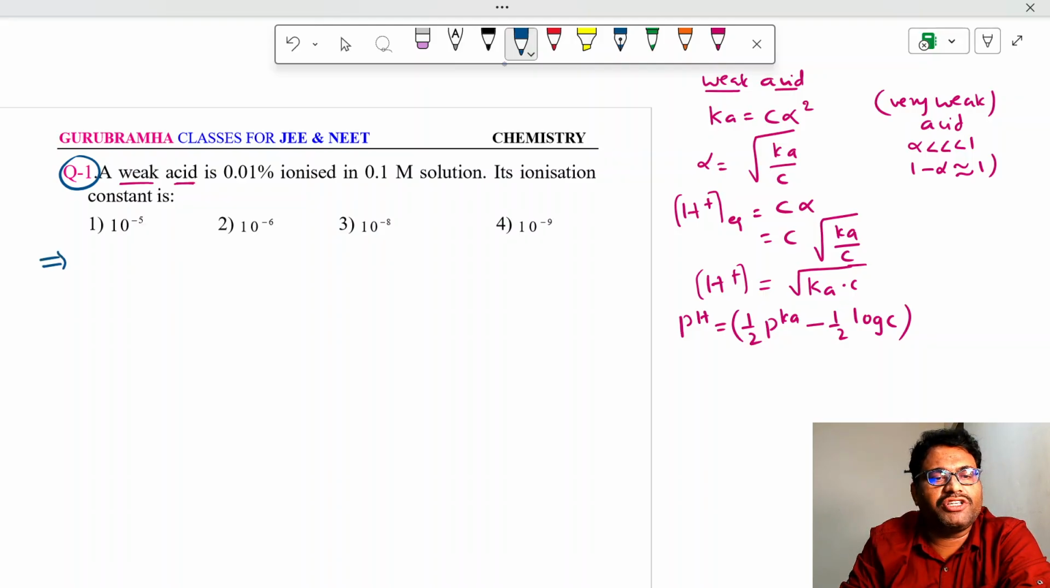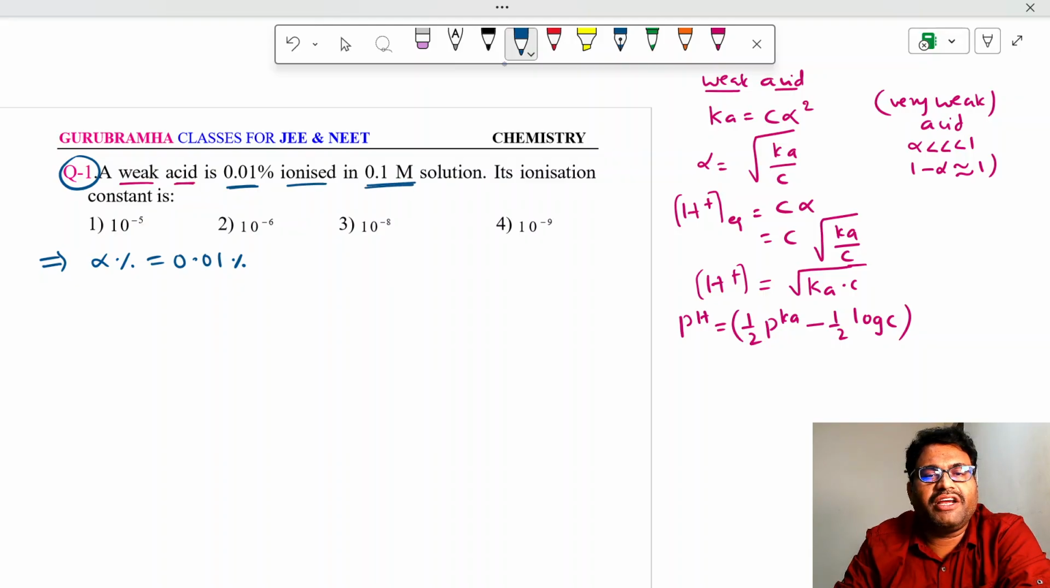So what is given? What is asked? A weak acid is 0.01% ionized. So what is this 0.01%? That is called alpha percent. Alpha percentage is equal to 0.01%. But what is asked? Its ionization constant in 0.1 M solution is asked. So what is the ionization constant formula? Now we have seen Ka is equal to C alpha square. We want alpha, we don't want alpha percentage. So what you need to do? You have to find alpha.